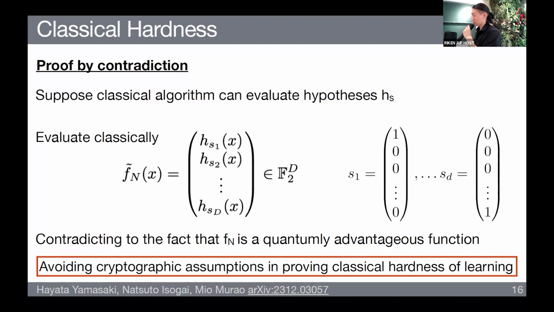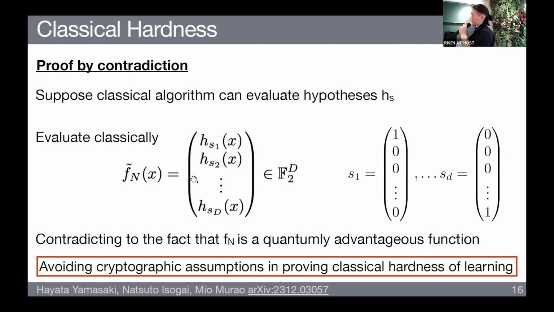So compared to the previous work, which really depended on the fact that this function f is a discrete log or integer factoring implemented by Shor's algorithm, and then the assumption there was the hardness of integer factoring or discrete log, the existing argument really depended on cryptographic assumptions to prove the classical hardness for the learning.